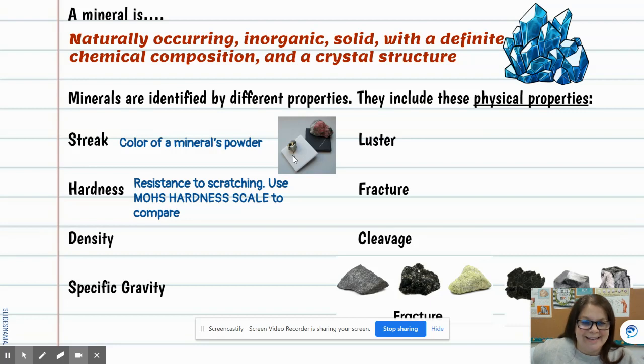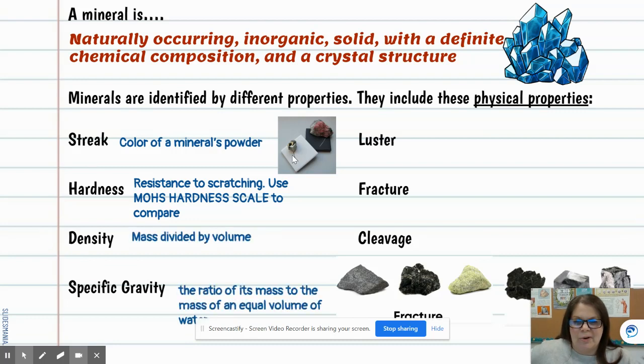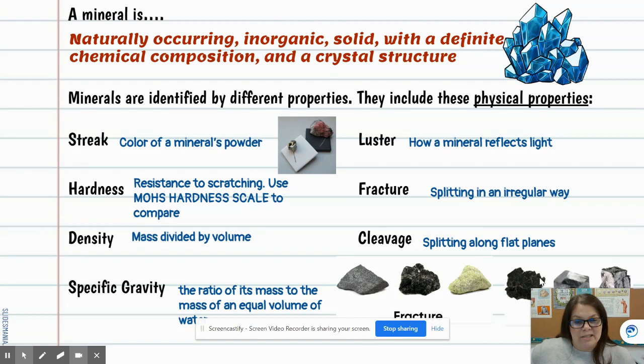We would try scratching it with different materials or using it to scratch different materials, and then compare it using the Mohs hardness scale. Density, hopefully you're remembering the formula by now, is mass divided by volume. Specific gravity is the ratio of its mass to the mass of an equal volume of water. We can look at how a mineral reflects light. We call that luster. And then we can see how a mineral splits apart. Does it split apart kind of irregularly? If so, we call that fracture. Does it split with flat planes? We call that cleavage. Again, if you need to pause this video at this point, please do so and define all of these important terms about minerals.